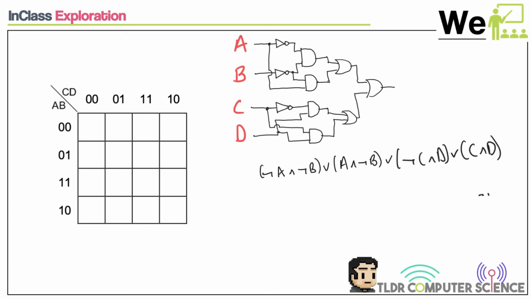To simplify this expression, we're now going to place it inside our Karnaugh map. So I'm going to do the same as I did before and highlight. We've got not A and not B, so that's going to go all the way across this top row. Then we've got A and not B, so that's going to go all across the bottom row. And then we've got not C and D, so that's the second column down. And then finally, we've got C and D, so that's the column next to it.